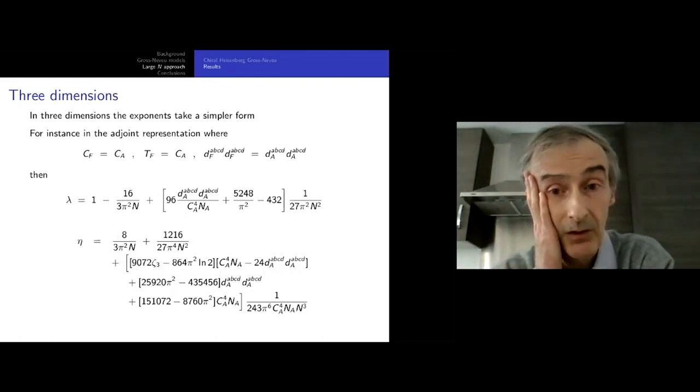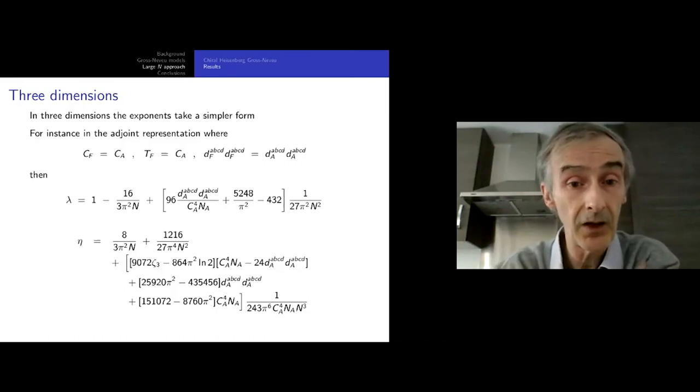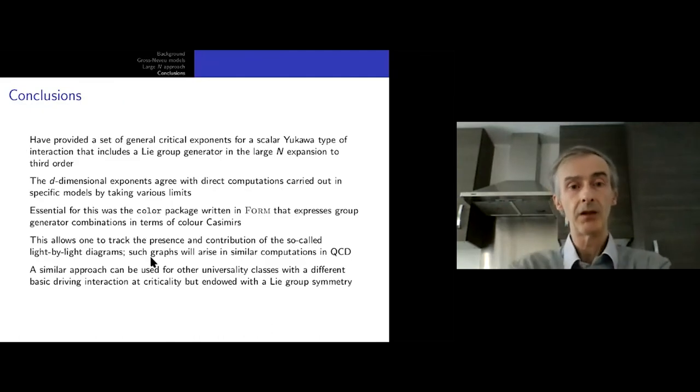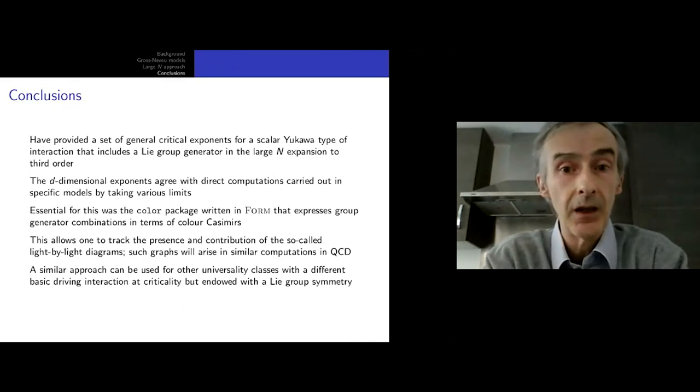Since doing this, I've been looking at other universality classes with a different underlying interaction and playing around with that, applying the same tools to look at other problems that were tractable. It seems to be a fairly robust way of doing things, taking a general Lie group approach. So just let me conclude. I've looked at a more general type of criticality class, universality class, for this Gross-Neveu type interaction, which opens up a whole idea now of looking at more general structures.